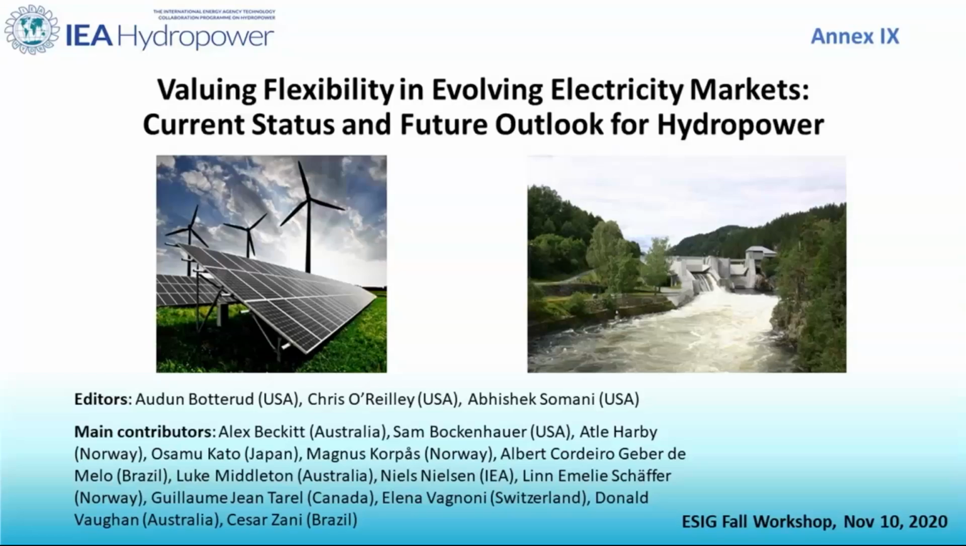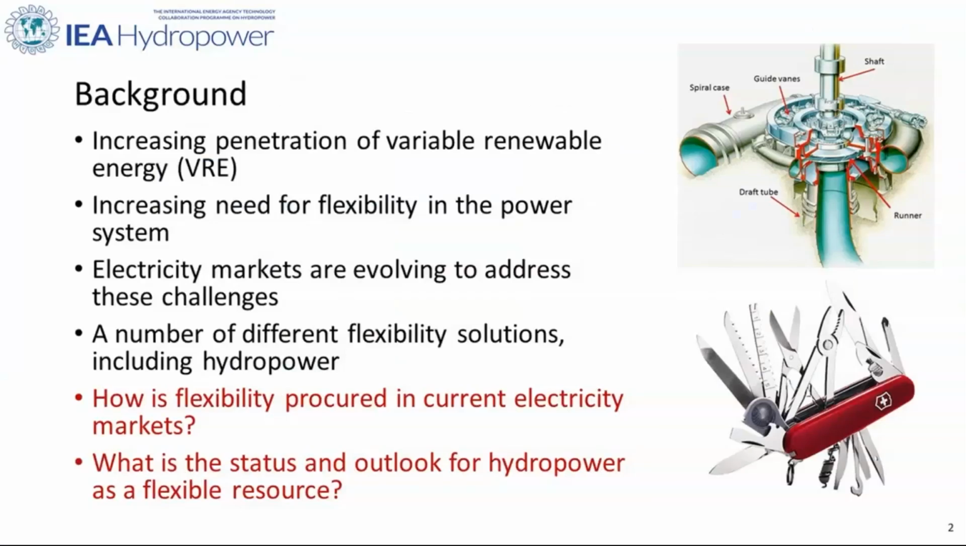So the background is that there is obviously a large increase in variable renewables in most parts of the world, and there is an increasing need for flexibility to operate the power systems. Electricity markets are evolving to address these challenges in various ways. There are a number of different flexibility solutions out there, and hydropower is one of them. Josh actually illustrated that in one of his results, where he showed that flexible hydropower can have a big impact on the production costs. So what we are looking at is how this flexibility is procured in current markets, and what the status and outlook are from a hydropower perspective. We draw this analogy between hydropower and this Argonne knife here, thinking that you can use hydropower for a wide range of challenges and services in the power grid.